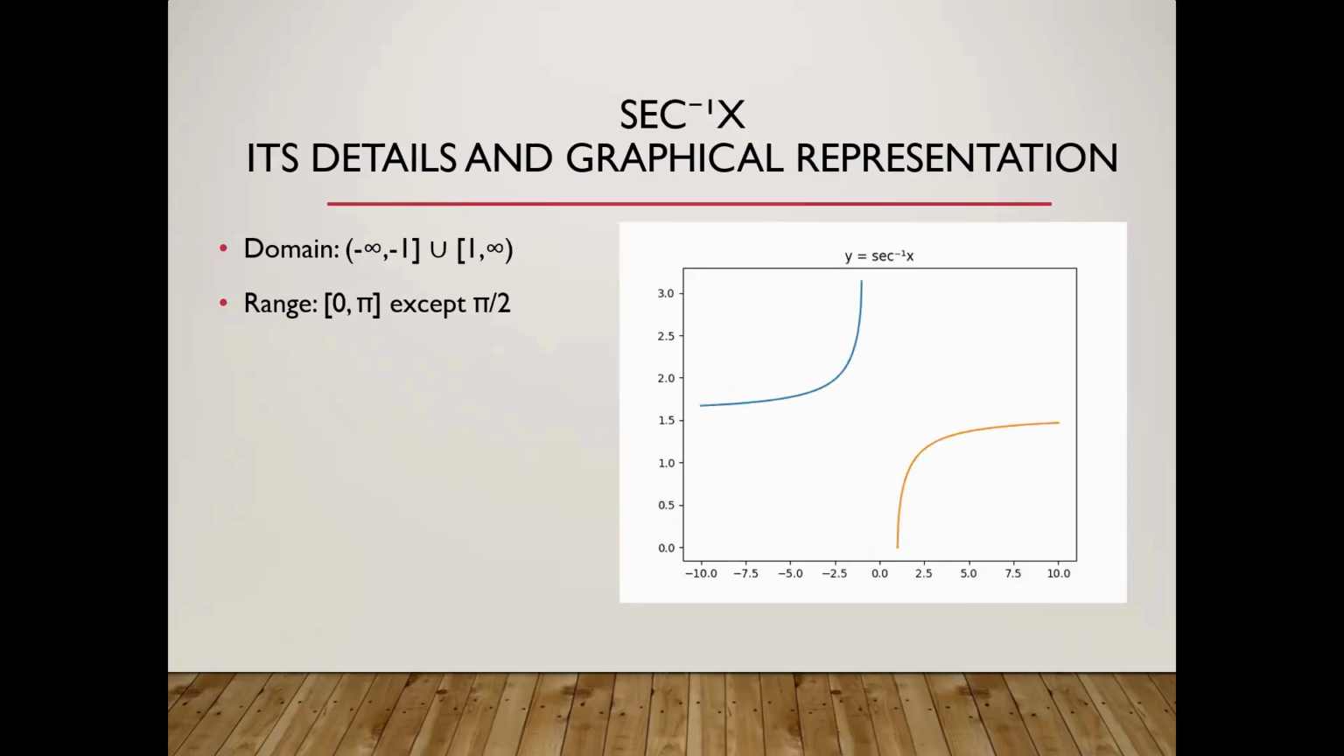Moving further, secant inverse x, domain -infinity to -1 closed interval, union 1 to infinity, where 1 is closed. I want to know the reason why -1 and 1 is closed. I have discussed that in the previous video. You have to tell me here now. Okay, you have to send a message. Now, range is 0 to pi closed interval except pi by 2, because at pi by 2, my function becomes not defined. So I am not going to put pi by 2 in the range.